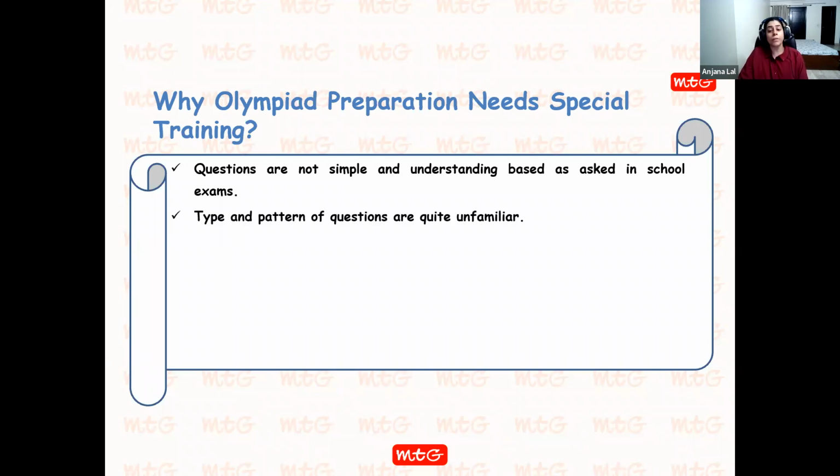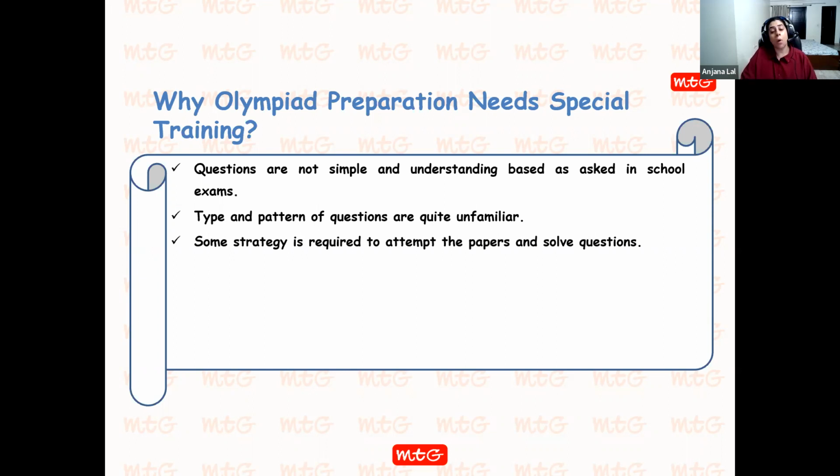The type and pattern of questions are quite unfamiliar. The pattern of questions which appear in the Olympiad exam is a little unfamiliar to you all, as it's different from the school examination. So the Olympiad preparation helps you get familiar with these questions.